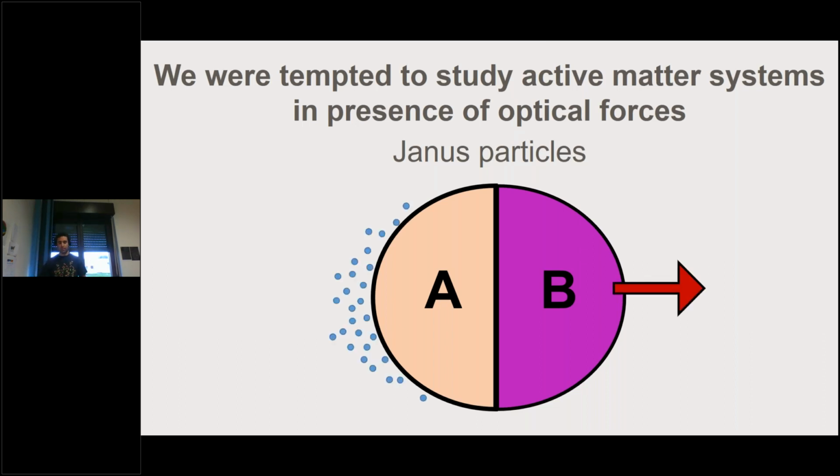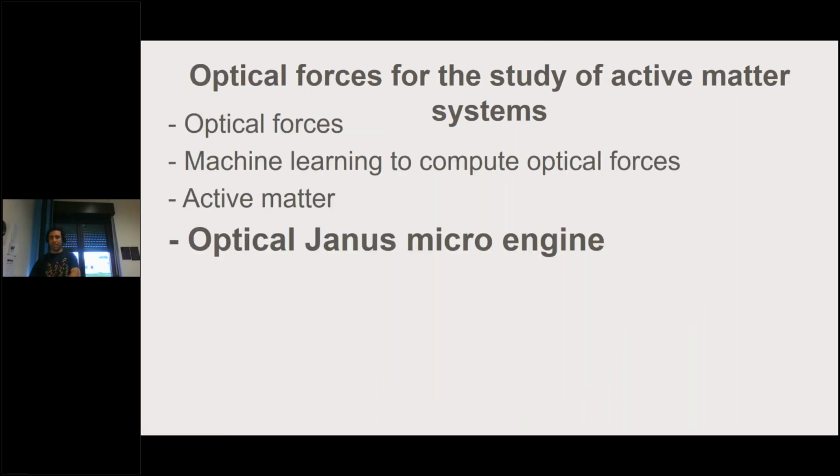So for example, if there is a chemical reaction that is producing some bubbles, we can have some propulsion in this direction. This propulsion mechanism is not necessarily chemical, it can also be thermophoretic. For example, if A is heated more than B, we will observe how the particle starts to move in one direction. So with this, now we know a little bit of what active matter is and why we are interested in studying it. And now I will talk very briefly about our optical Janus microengine.